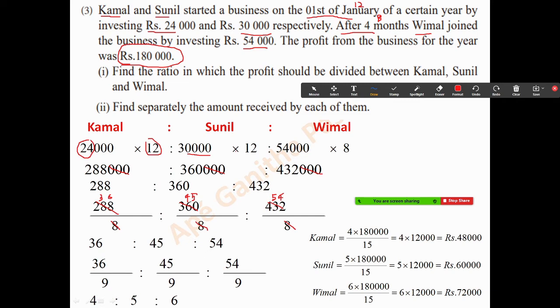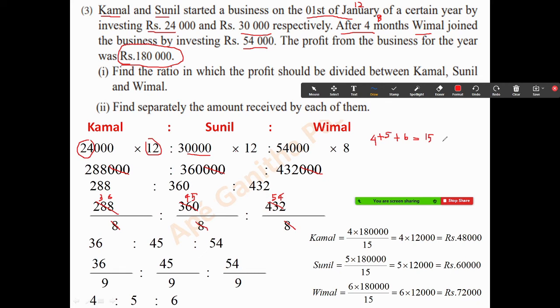4 plus 5 plus 6. Let's get the sum. 4 plus 5 is 9. 9 plus 6 is 15. Then the total number of parts is 15. We have to divide this profit, 180,000, into 15 parts.